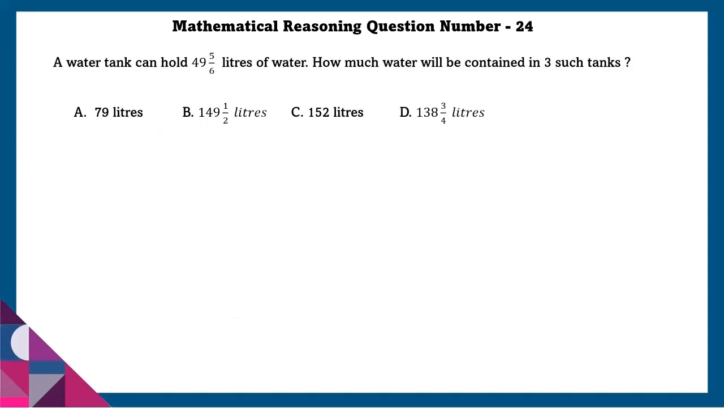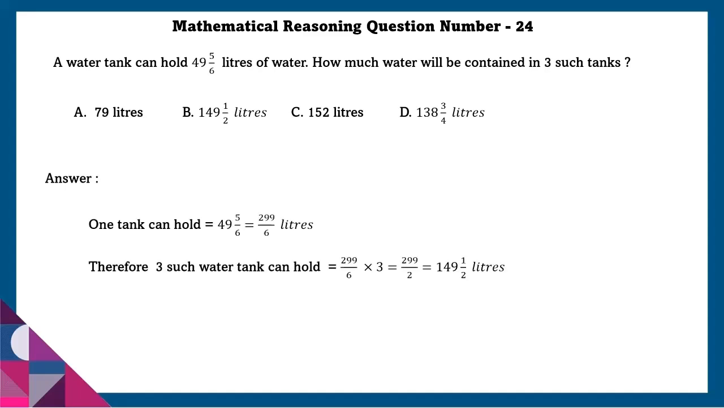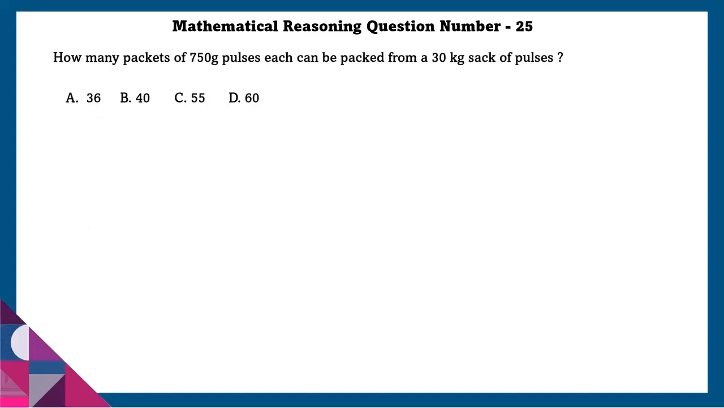Mathematical reasoning question number 24. A water tank can hold 49 5 by 6 liters of water. How much water will be contained in 3 such tanks? One tank can hold 299 by 6 liters. Therefore, 3 tanks can hold 149 1 by 2 liters.